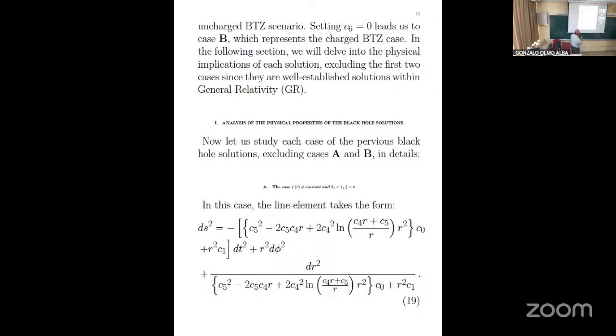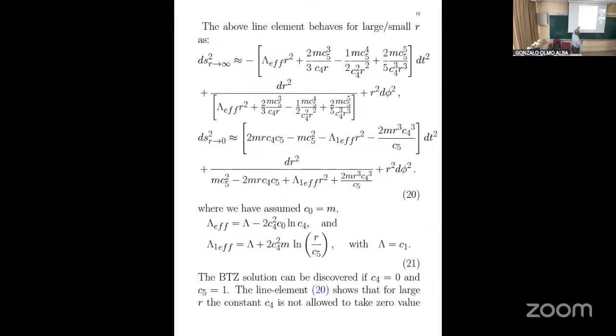So for the case where F not equal to 0 and K1 equal to 1 and Xi equal to 0. So in that case, this is the metric. So we make it asymptotic for small r and for large r. And this is the asymptotic of this line element. As we see, this is the asymptotic form of the metric for large r, and this is asymptotic for small r.